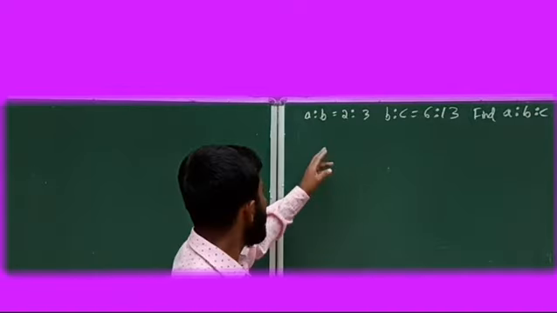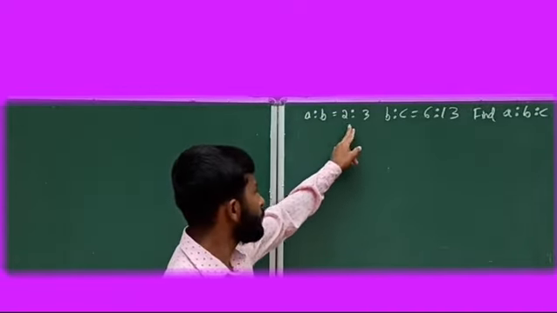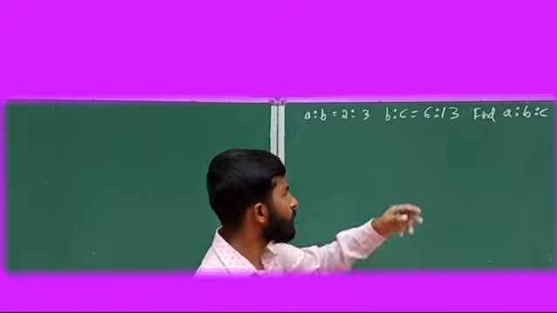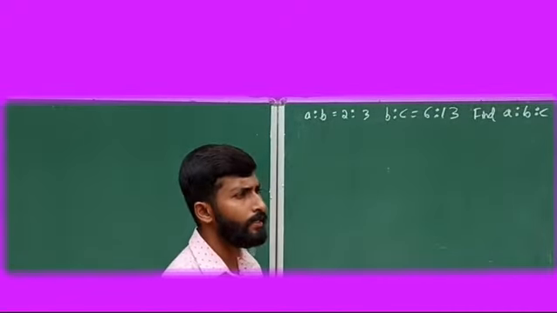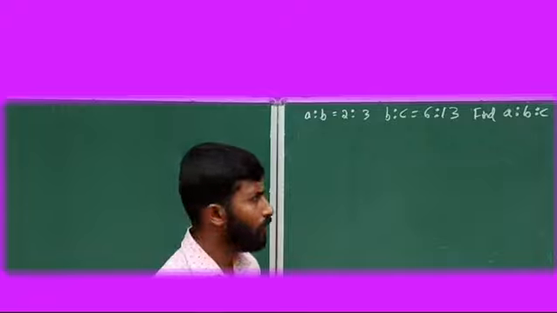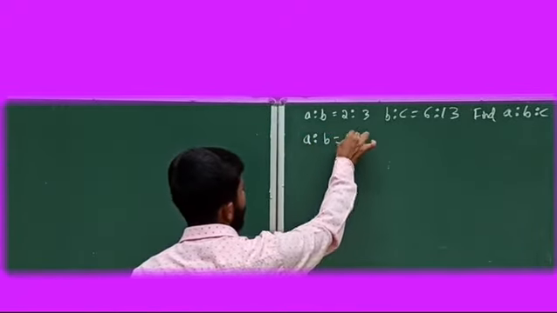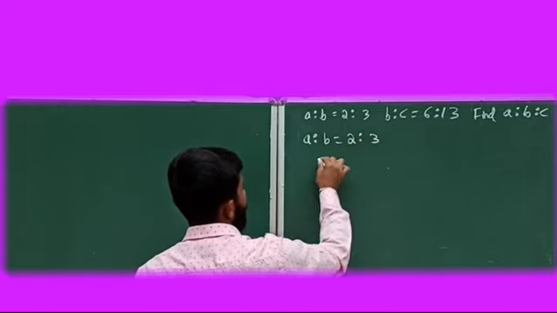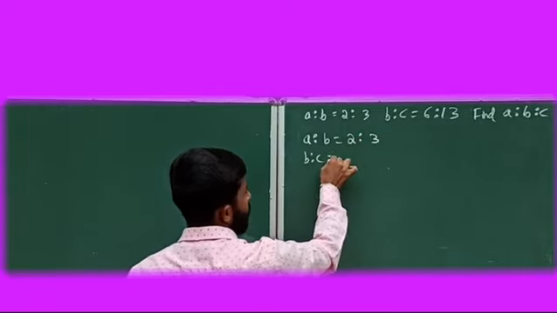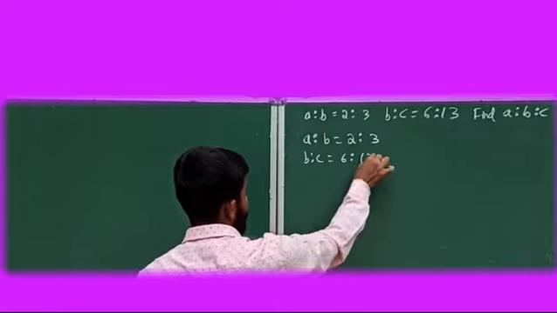See the next question. A ratio B is equal to 2 is to 3. B ratio C is equal to 6 is to 13. Find A ratio B ratio C. To solve this problem, first consider A ratio B, it's equal to 2 is to 3, and B ratio C is equal to 6 is to 13 is given.